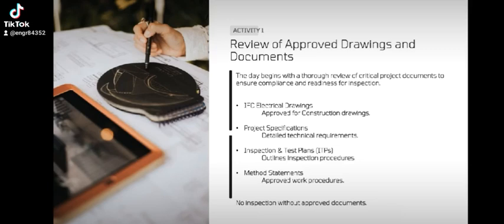The day of QAQC electrical engineer typically begins with a thorough review of critical documents to ensure compliance and readiness for inspection. The key documents include the approved IFC electrical drawings, project specifications, inspection and test plans, which is shortly known as ITPs, approved method statements. The purpose of this activity is to confirm that planned electrical work is approved, compliant with standards, and ready for inspection. No inspection proceeds without approved documentation.